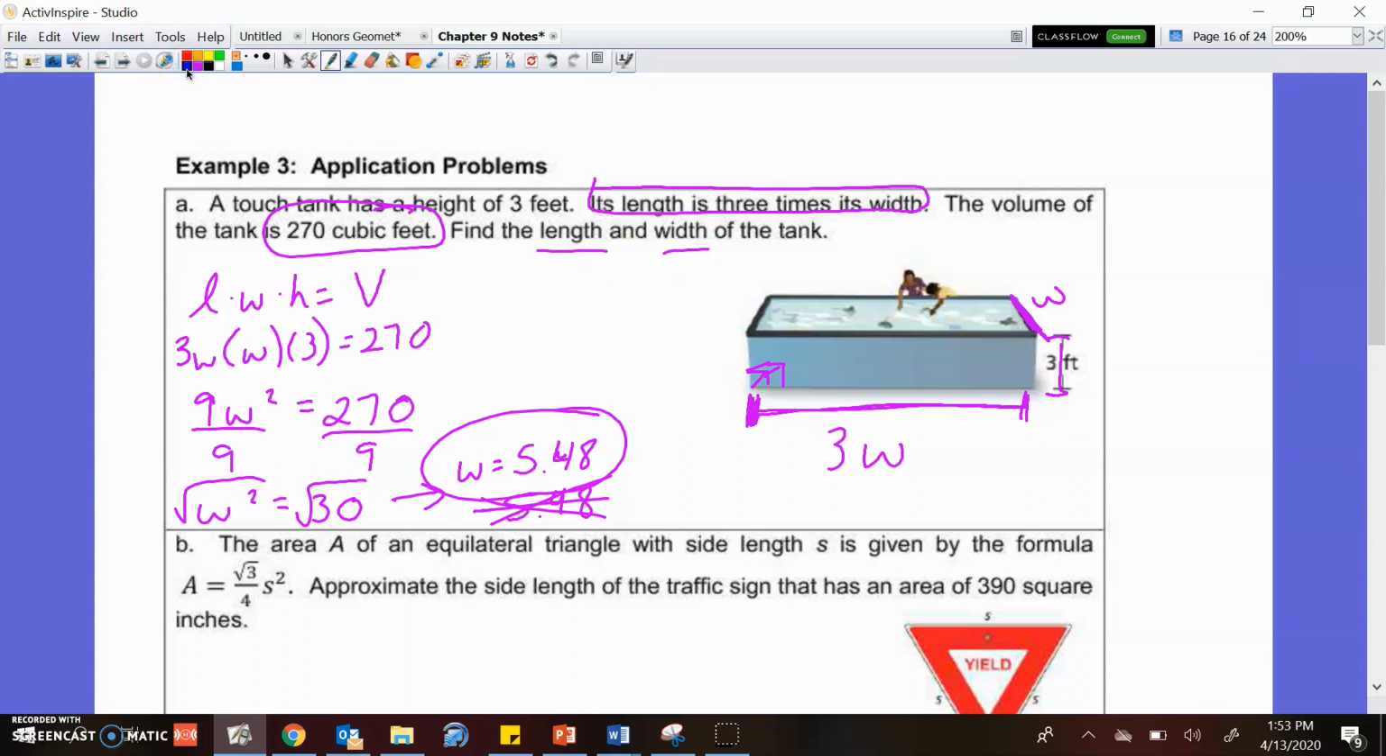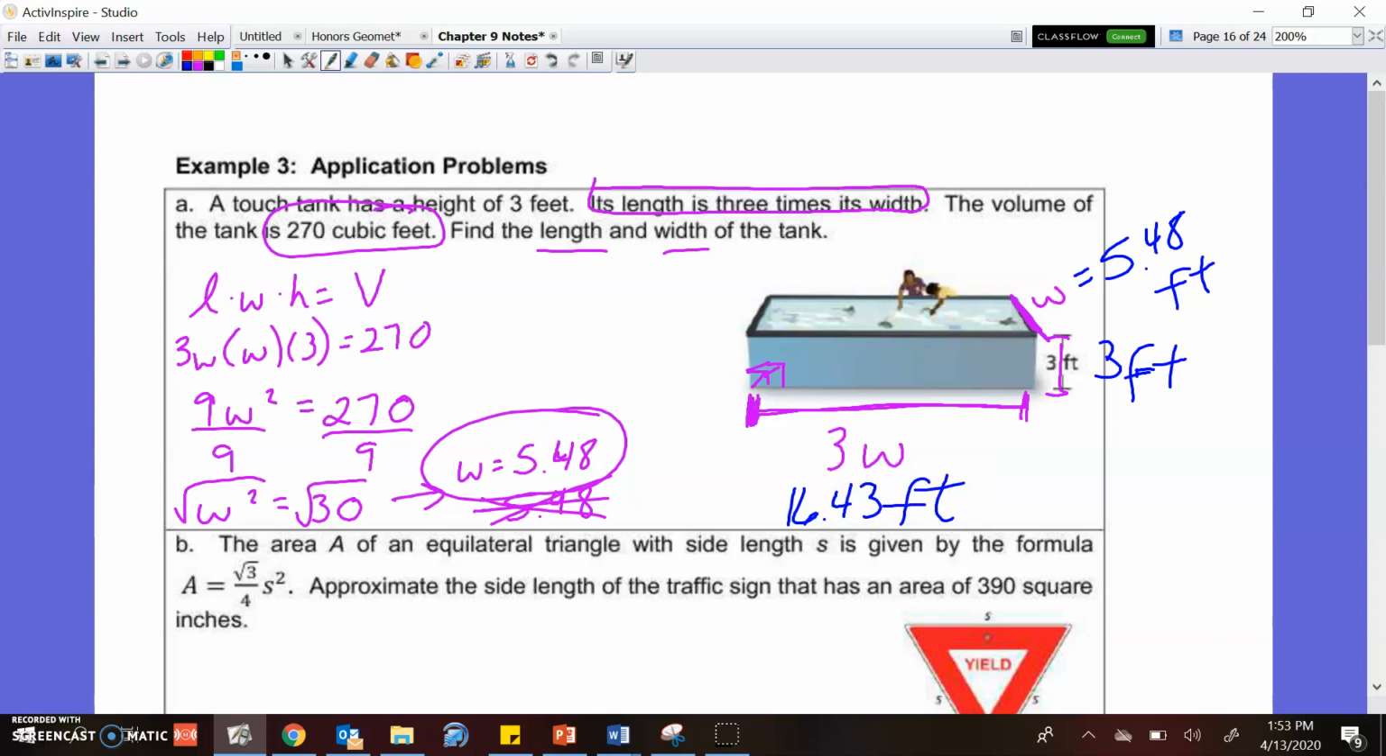So we know that this distance is 3 feet. That was given. We just found W. We said that W equals 5.48. We should label it feet, not round it. And then since my length is 3 times that, I'm going to multiply that value by 3, and I get 16.43. And again, feet.